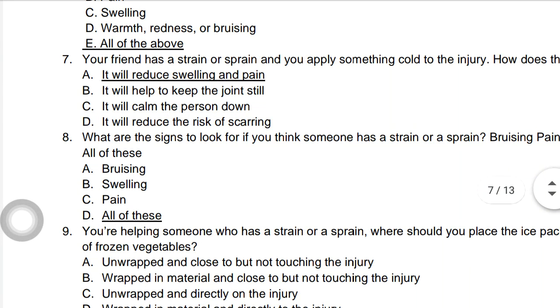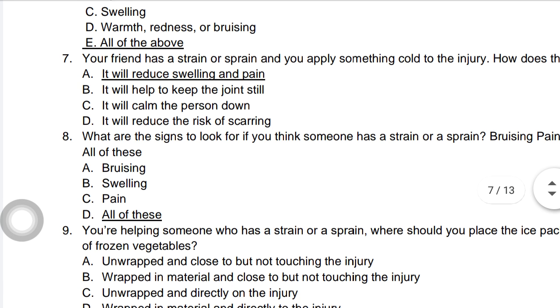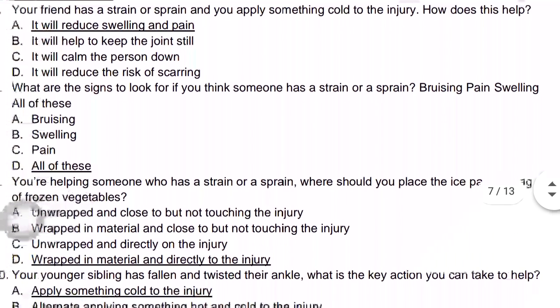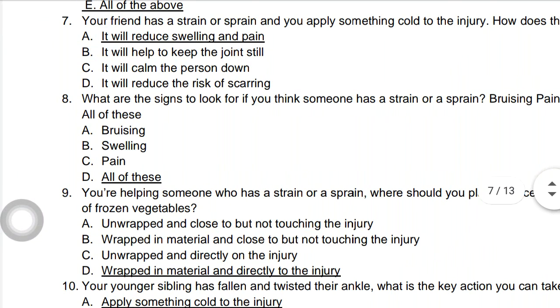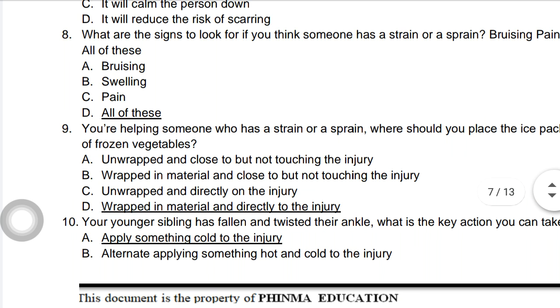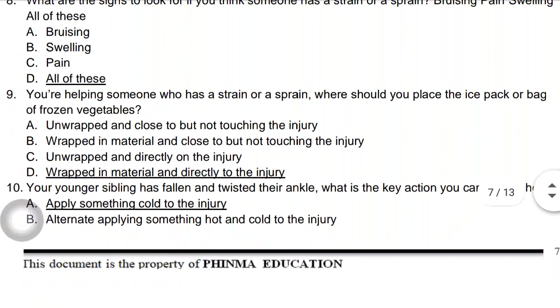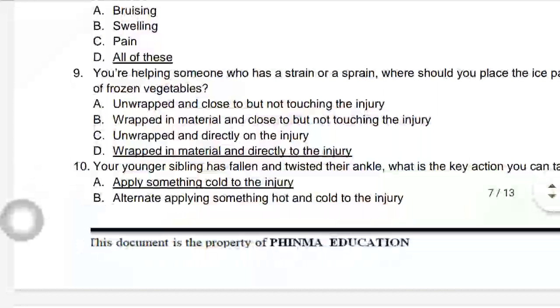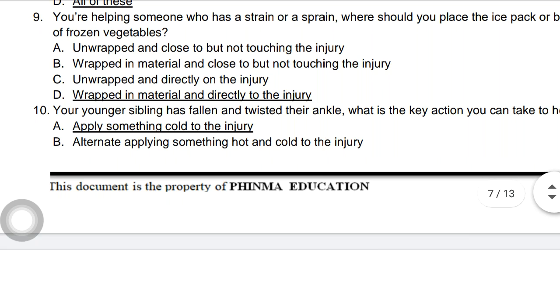If you think someone has a strain or sprain, bring all of these. You're helping someone who has a strain. Where should you place the ice pack or ice, both frozen? So, indirect to the injury.